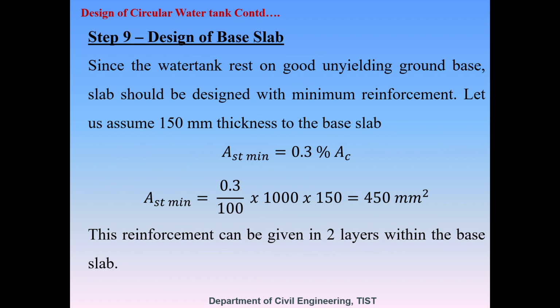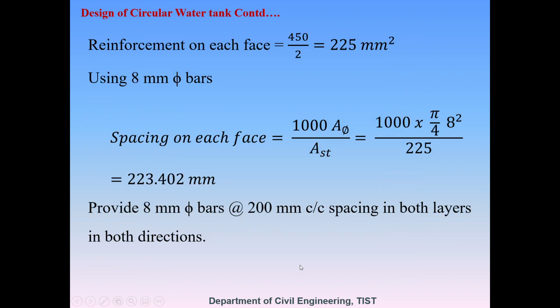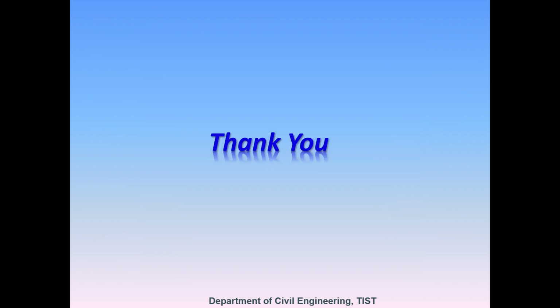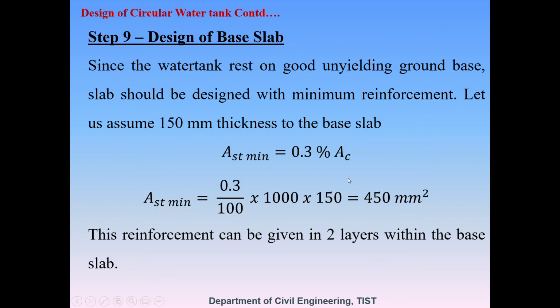Next is design of base slab. Since the water tank rests on good unyielding ground base, the slab should be designed with minimum reinforcement. Let us assume 150 mm thickness of the base slab. AST minimum for the base slab is 0.3% of area of concrete. That means AST minimum is 450 mm square.